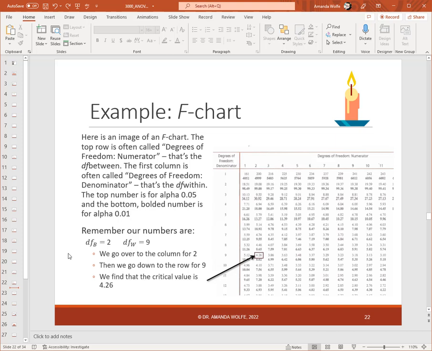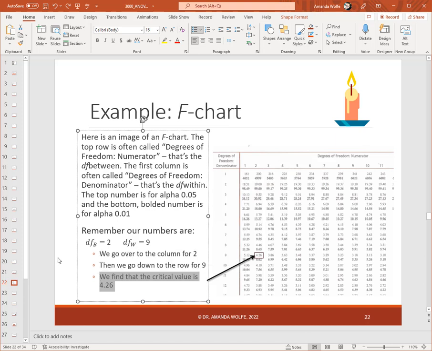Each cell of the chart will have 2 numbers. The top number is for alpha level 0.05, and the bottom number, which is often bolded, is for alpha level 0.01. So for our example, remember, our degrees of freedom between was 2 and our degrees of freedom within was 9. We go over to the column for 2 for the degrees of freedom between, and we go down to the row for degrees of freedom within for 9. And because I didn't tell you to do anything different, you're going to go with the top number for alpha level 0.05. That means the critical value for our combination of degrees of freedom is 4.26.